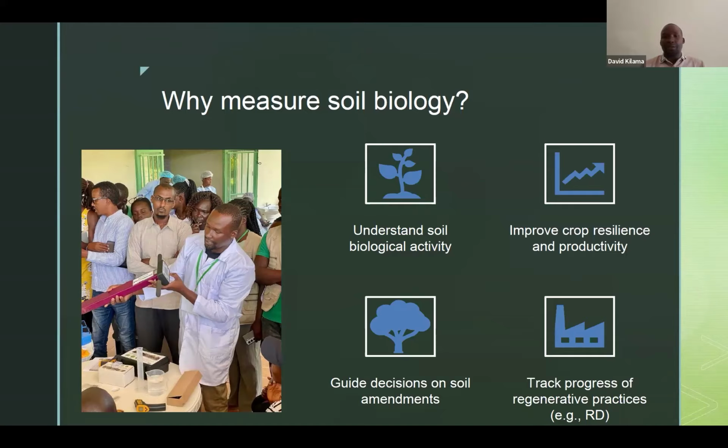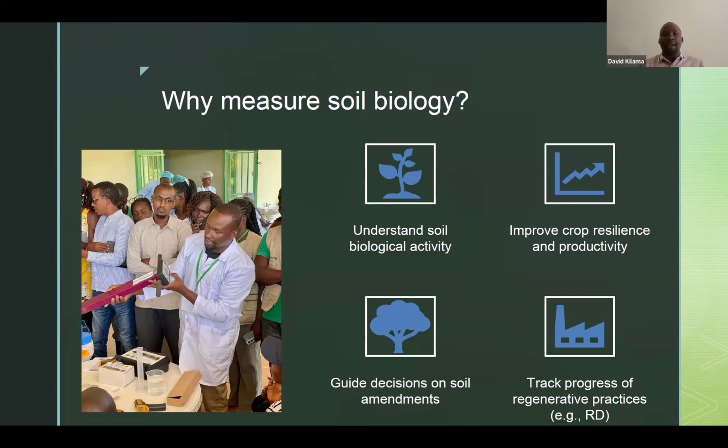Then it also guides decisions on soil amendments. You need to know your soil microbes. If you have low fungal populations, then you need to do the required amendments that can help boost the particular microorganism that is lacking within the soil, which is very important for soil health and soil improvement.